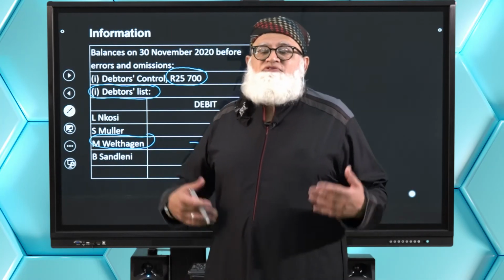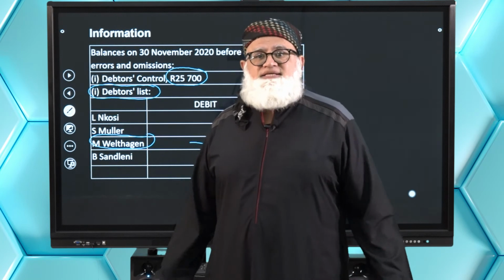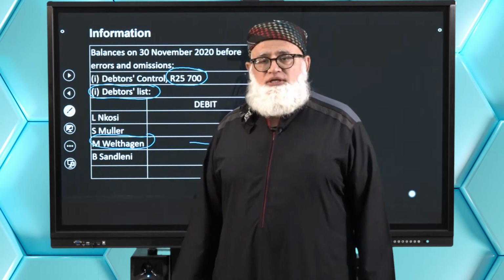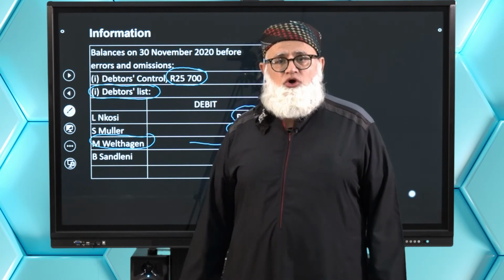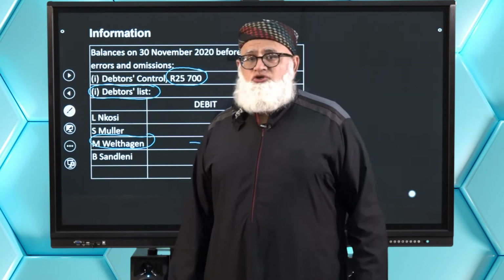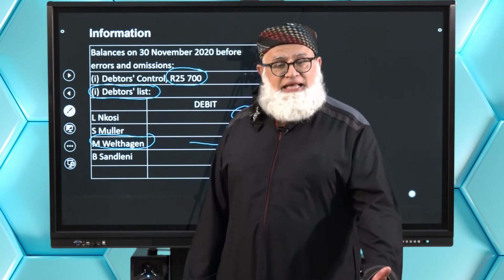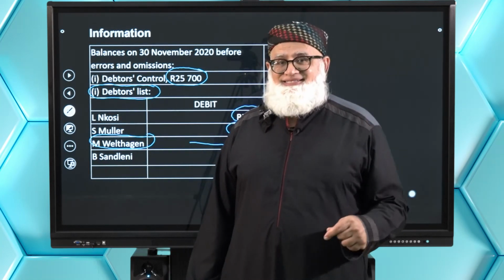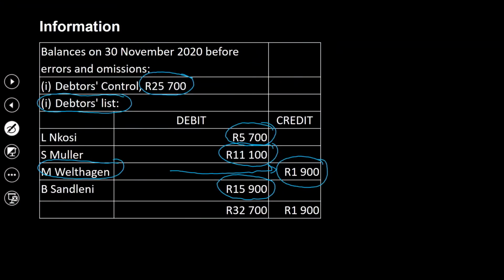Let me give you an explanation on that one. A debtor buys for 10,000 Rand, pays the 10,000 Rand. Account is sorted, no balance, zero. Now the debtor returns goods to the value of 1,900. Clearly now you can see the account of the debtor goes into a credit balance. Here's an example. M. Veldhagen has a credit balance of 1,900, so be extremely careful. Don't take for granted that all your debtors will have debit balances. As you can clearly see, Veldhagen has a credit balance of 1,900.